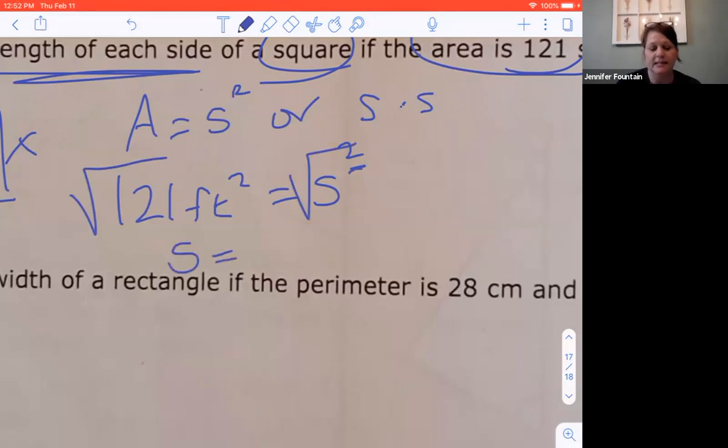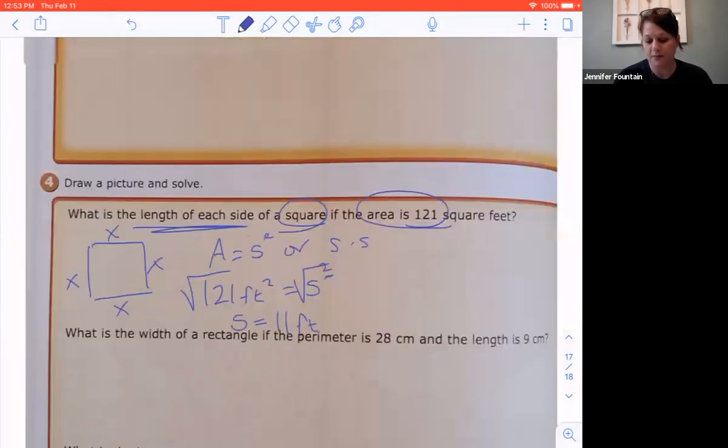So I'm going to have side is equal to, and let's think about our perfect squares. What times itself equals 121? That's going to be 11. 11 times 11 is 121. Okay, so I know that each side is 11 feet.